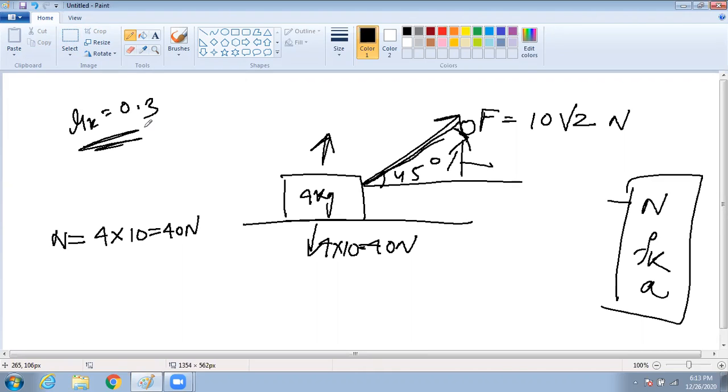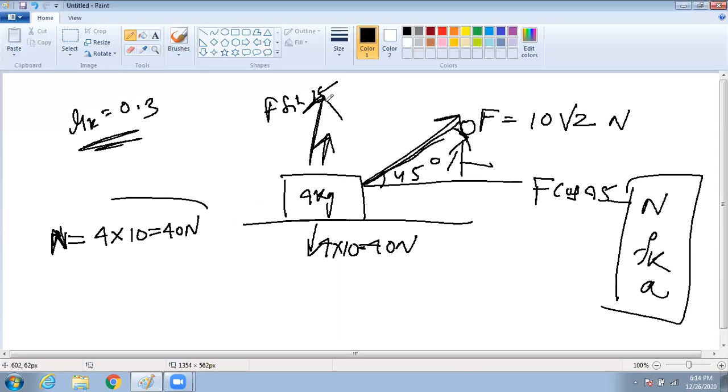Whenever there is an angle that comes into the picture, we have to split into components. So this will be F cos 45 and this will be F sin 45. Understood? So that means there will be two forces upward, normal and something else. Yes or no? So the normal will not be 40 Newton only.